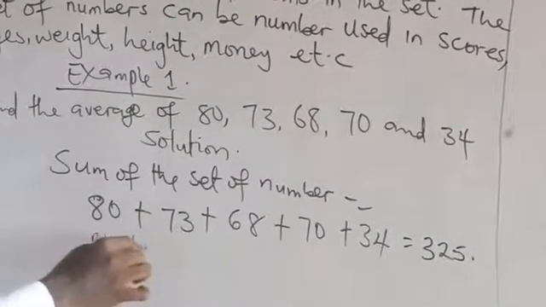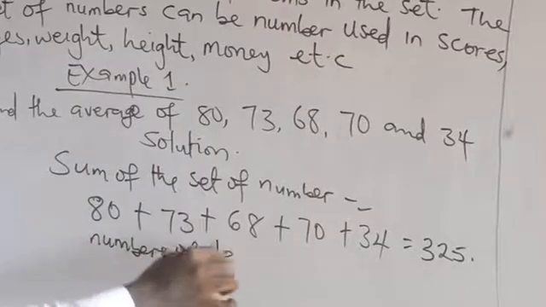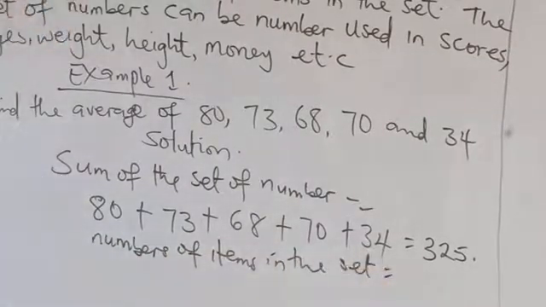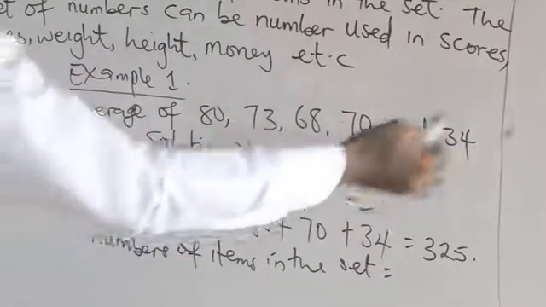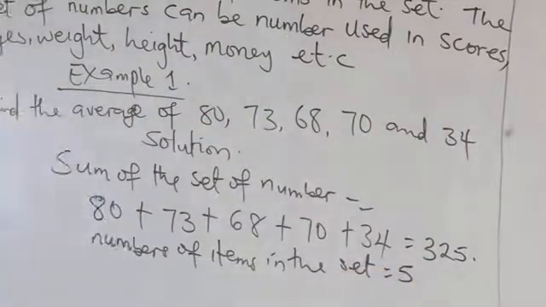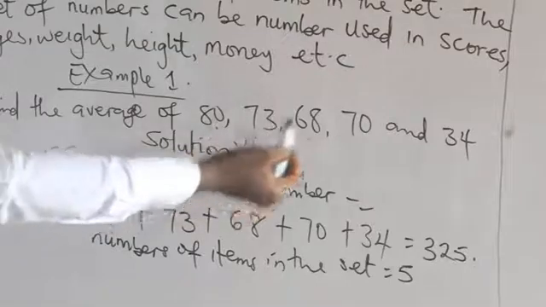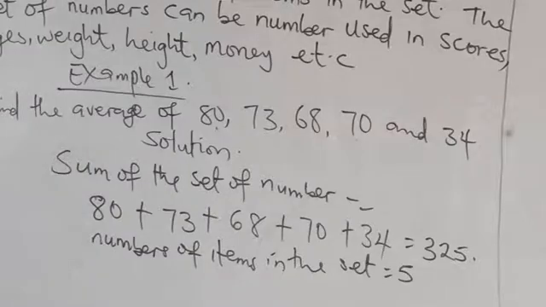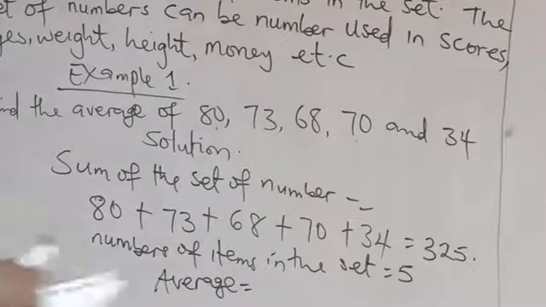Then the number of items in the set. So what is the number? We have 1, 2, 3, 4, 5. You count the number of items in the set. That is how we get 5. So the number of items in the set is equal to 5.